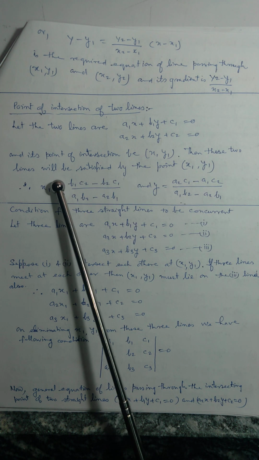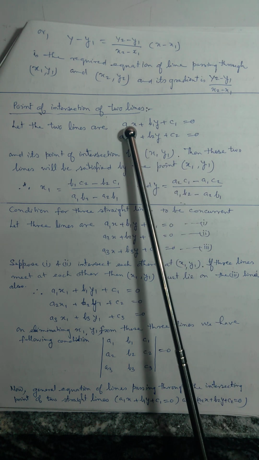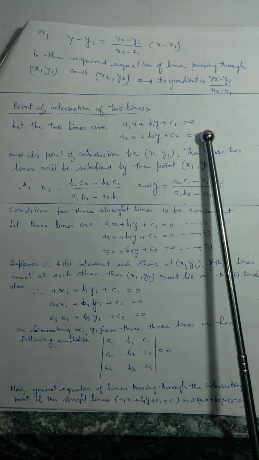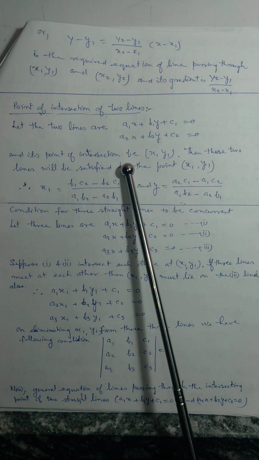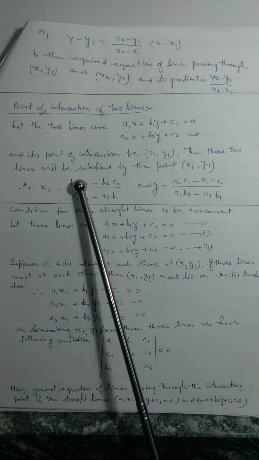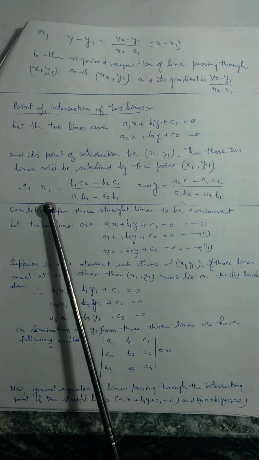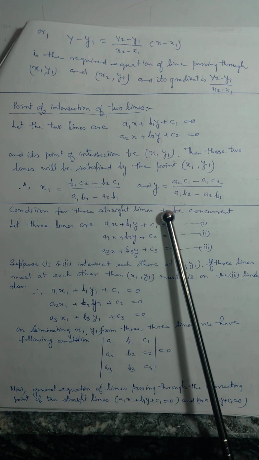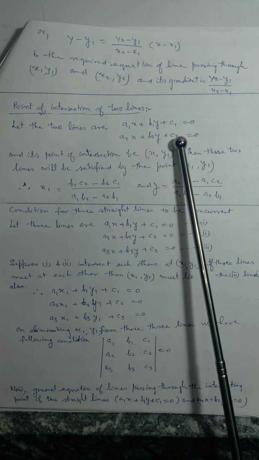Then these two lines will be satisfied by the point x1, y1. Means if you substitute x1, y1 in the first equation, it will be equal to 0. In the second equation also it will be equal to 0. That is why the point of intersection is x1, y1. What will be the value of x1 and y1 with respect to the coefficients of x and y and the constant?